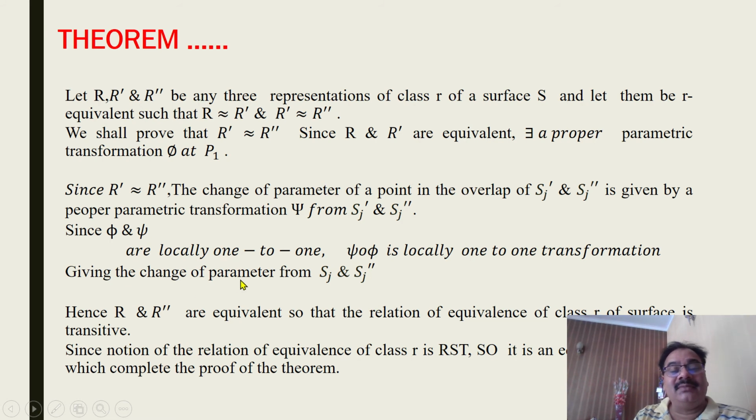Okay, so logically we have established this result, that phi and xi are locally one to one. So it means xi o phi is a locally one to one transformation giving the change of parameter from Sj to Sj double dash. So this establishes that R and R double dash are equivalent, so that the relation of equivalence of class R of surface is transitive. Since the relation of equivalence of class R is reflexive, symmetric and transitive, it is an equivalence relation, which completes the proof of the theorem.